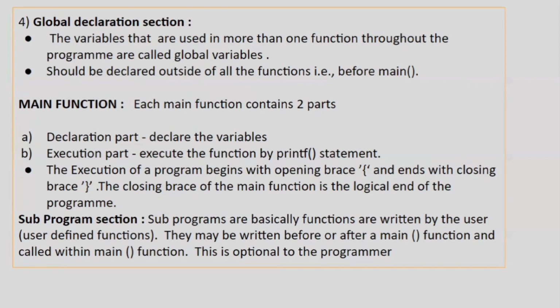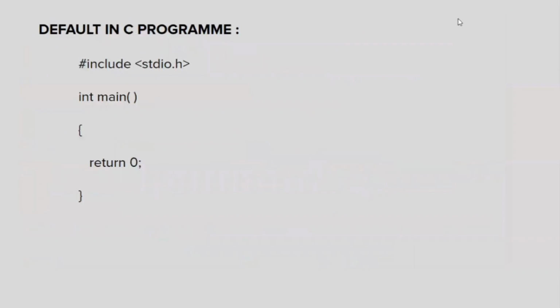And the subprogram section. Subprogram section means we give another subprogram to the given program. Subprograms are basically functions written by the user, user-defined functions. They are written before or after the main function and are called within the main function. This is optional for a programmer.